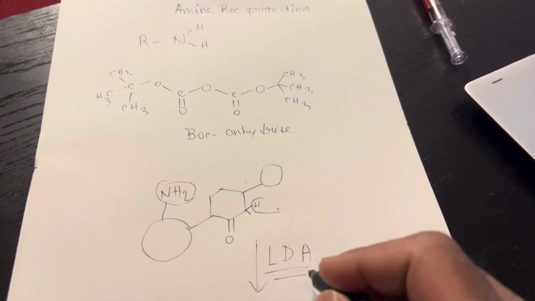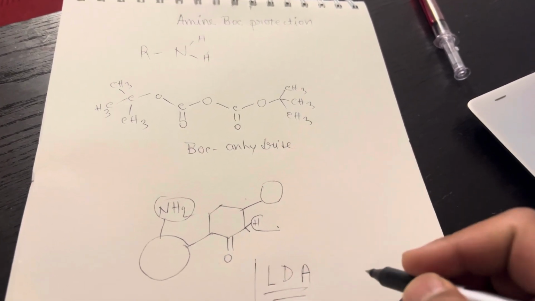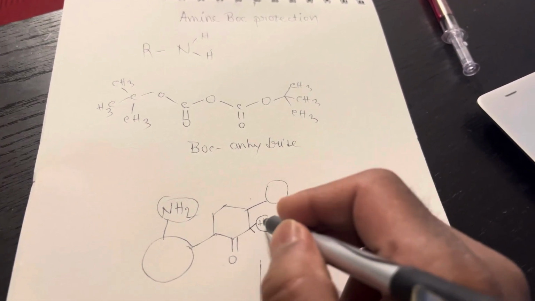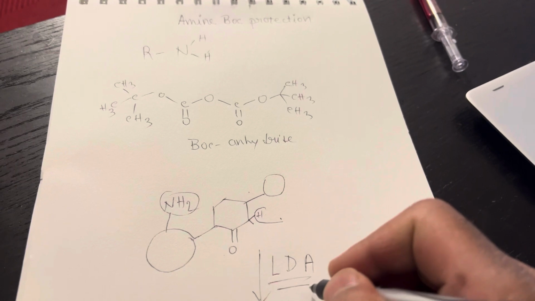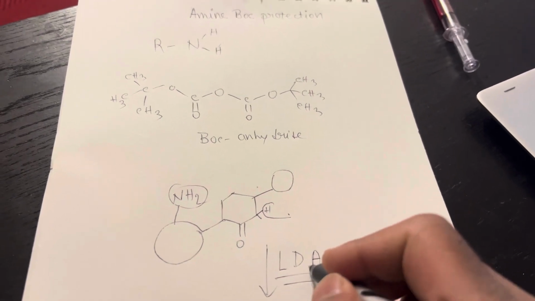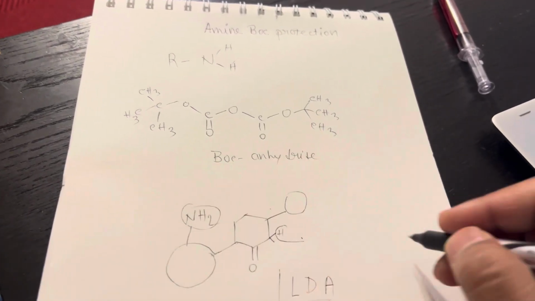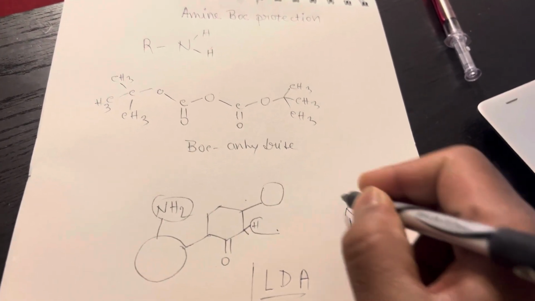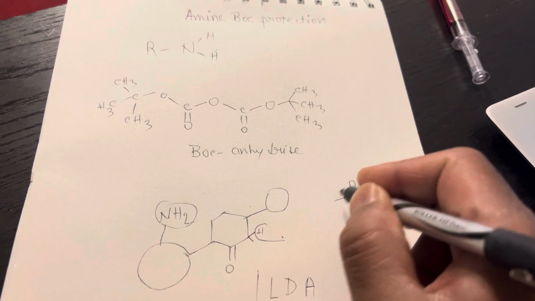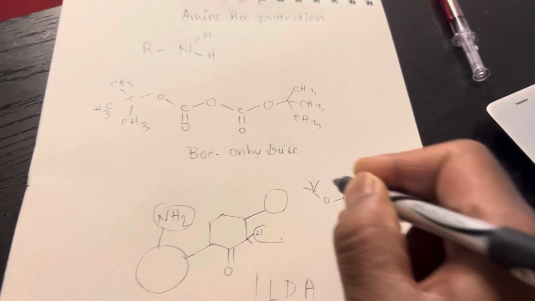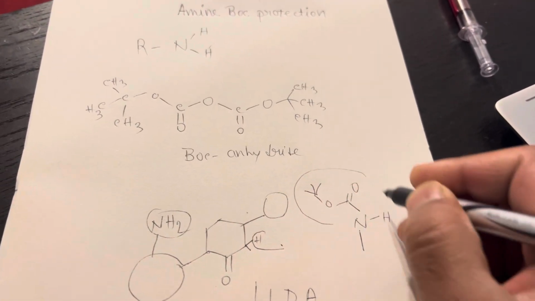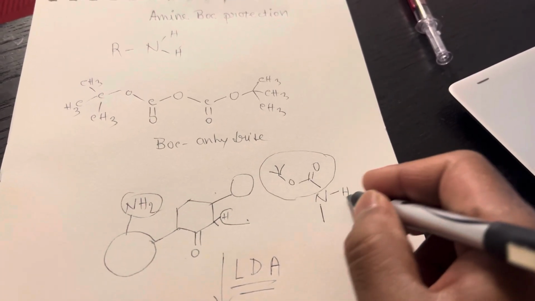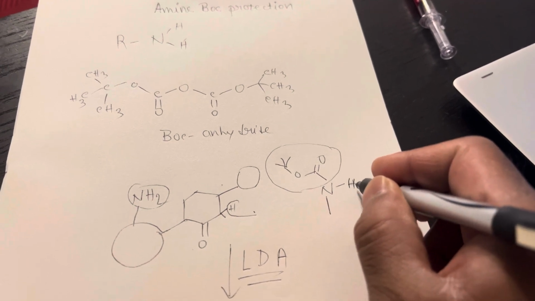Remember one thing: to abstract this proton by LDA, you have to use a little bit of excess LDA, because even if you protect the amine group, here nitrogen and H, the Boc protection will be like this. So this is your Boc protected group. This part is called the Boc protected group. This amine will still have one more proton.